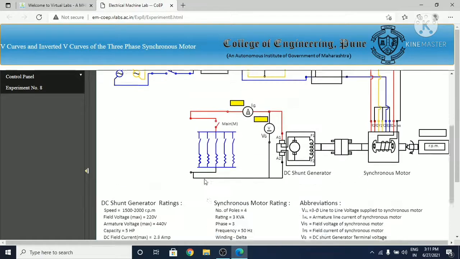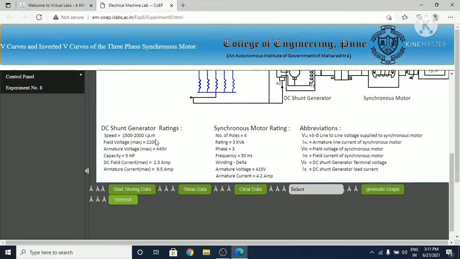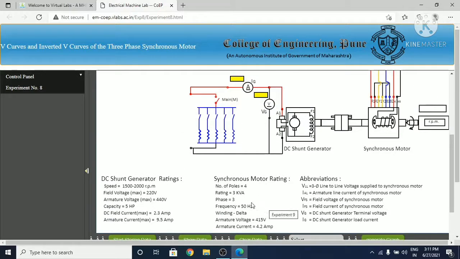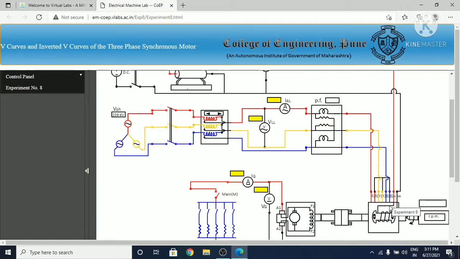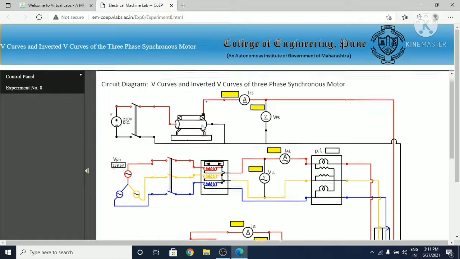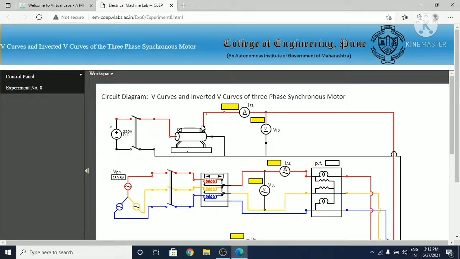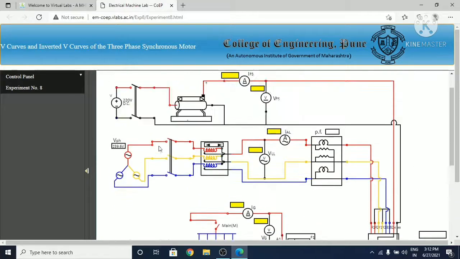Here the ratings of the DC generator and synchronous motor are given, and this is the DC voltage. With the help of this rheostat we can adjust the field current. This DC voltage is given to the rotor of the synchronous motor. So I have explained all the components, and now we will do the experiment.